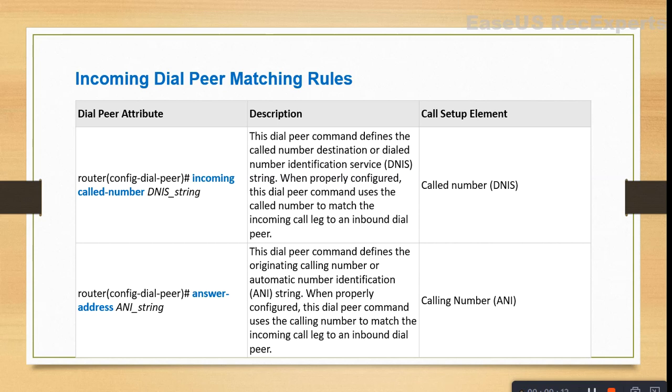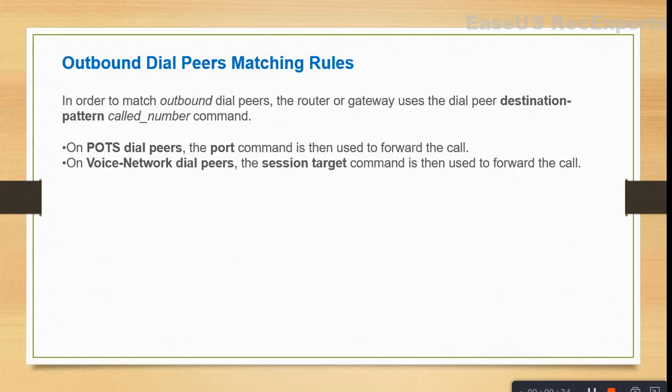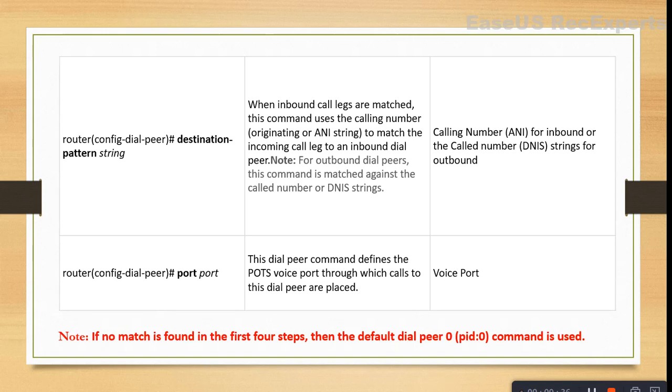If it does not have incoming call number command, router will look for answer address command, whether there are any dial pairs with answer address command. If yes, router will select that dial pair always. If you don't have answer address command as well, then it will go for the third priority, destination pattern, and then it goes to the fourth one. This is how it works. So incoming call number command having the first priority, answer address second, destination pattern third, and port fourth. Right.